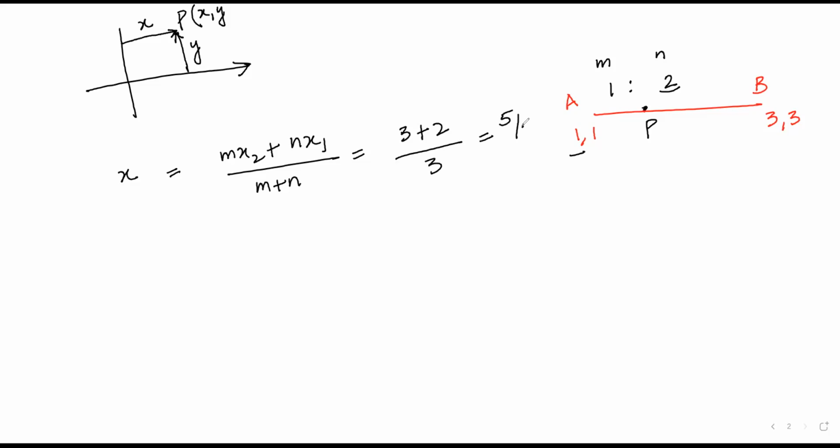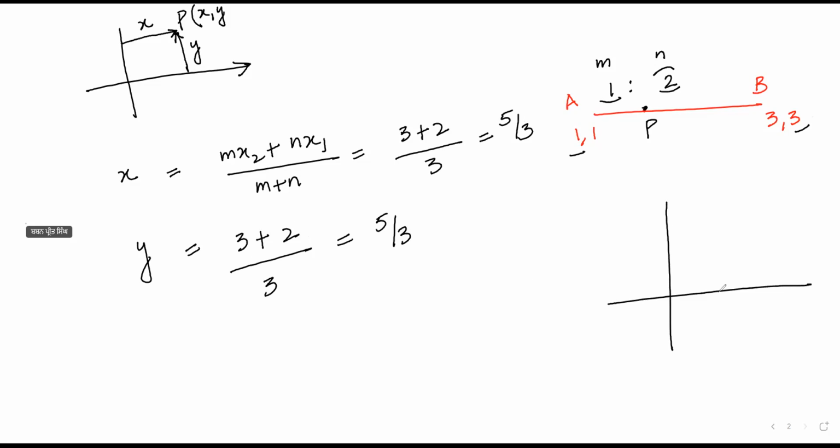So this is equal to 5 by 3, and the y coordinate will be equal to m y2, that is again 3, plus n y1, that is 2, divided by m plus n, 3. So this is also equal to 5 by 3. That means this point is, from x-axis also, at a distance of 5 by 3. From y-axis also, it will be at a distance of 5 by 3. This is a direct consequence of application of section formula.